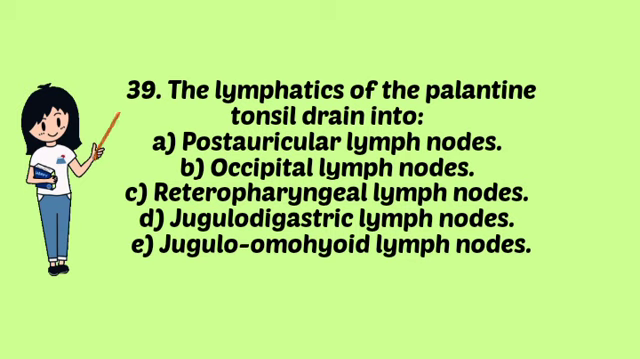39. The lymphatics of the palatine tonsil drain into A. Postauricular lymph nodes, B. Occipital lymph nodes, C. Retropharyngeal lymph nodes, D. Jugulodigastric lymph nodes, E. Jugulo-omohyoid lymph nodes. Option D is correct, jugulodigastric lymph nodes.